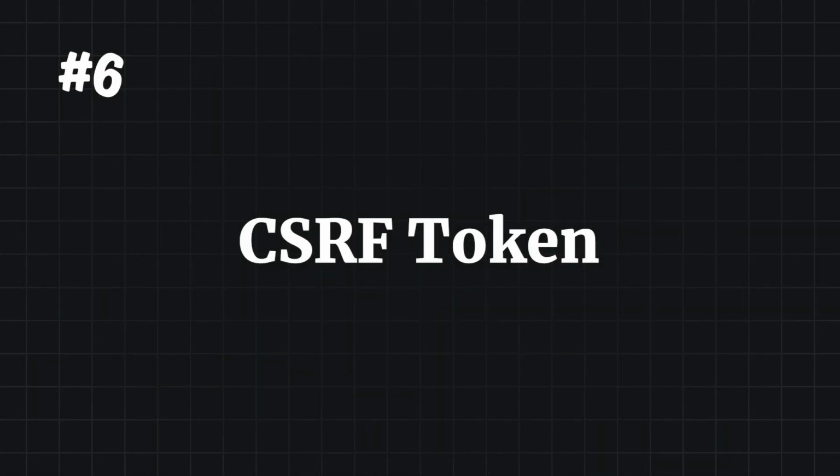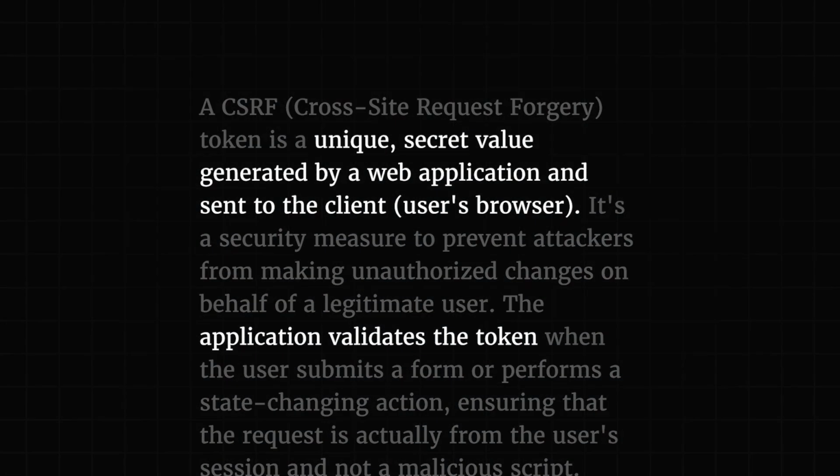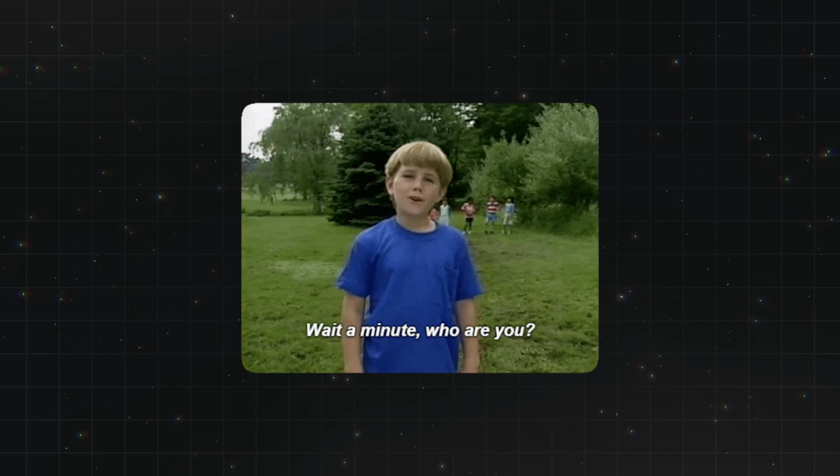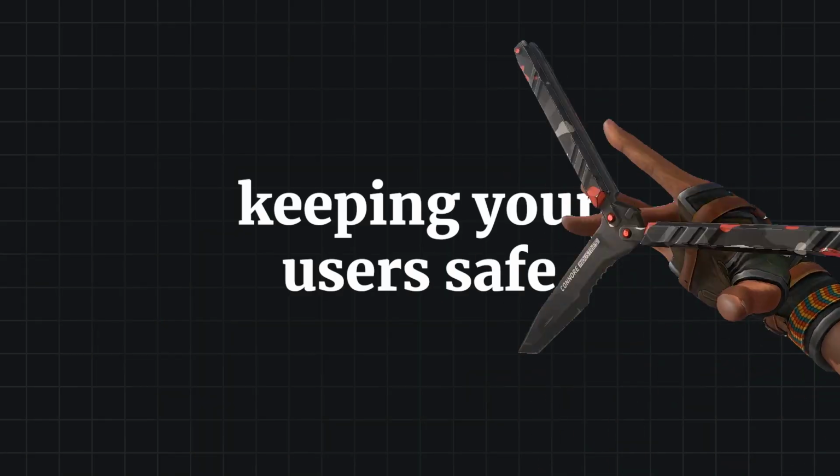And by extra protection, I mean a CSRF token, a unique secret value sent with each sensitive request, something that the malicious site can't access. If the token is missing or invalid, the server says hell no to the request, keeping your users safe.